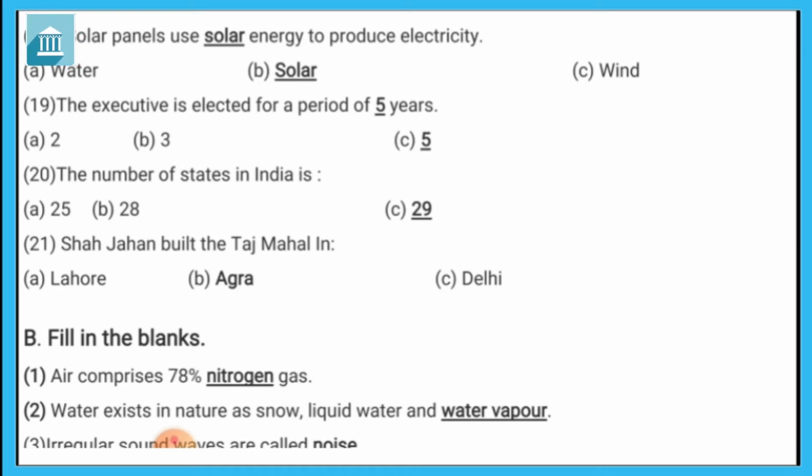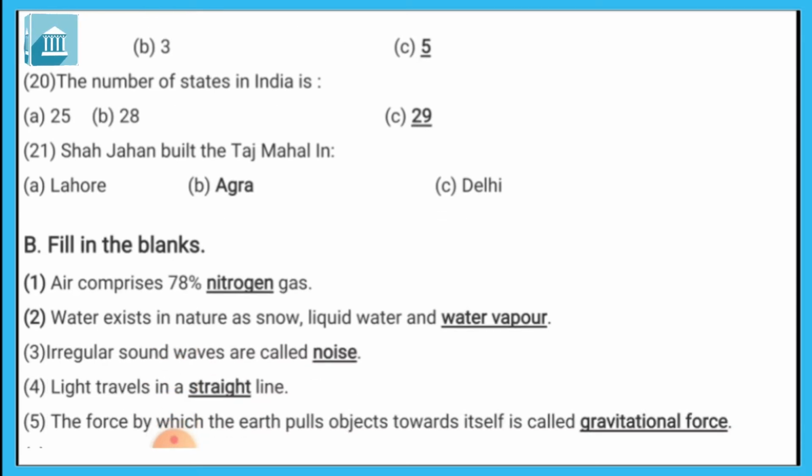Next, 20. The number of states in India. So there are 29 states in India. 21st. Shah Jahan built the Taj Mahal. Taj Mahal is a very popular place that people of India and outside India visit. So A, Lahore, B, Agra and C, Delhi. So this is a very simple answer: Taj Mahal is built in Agra.